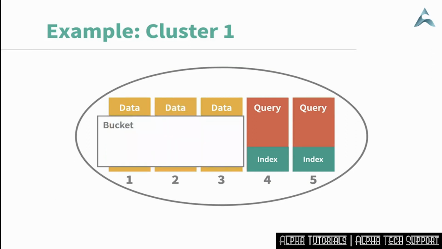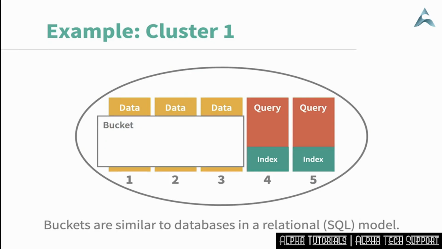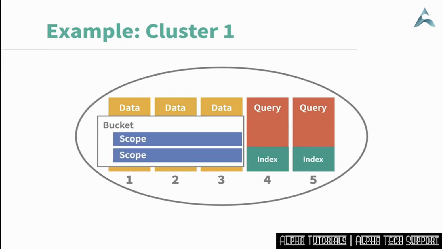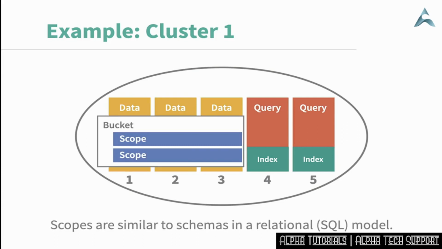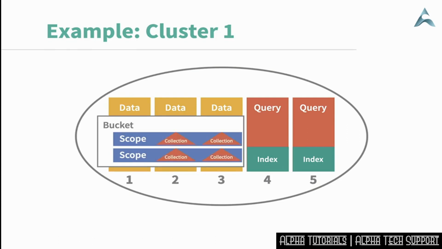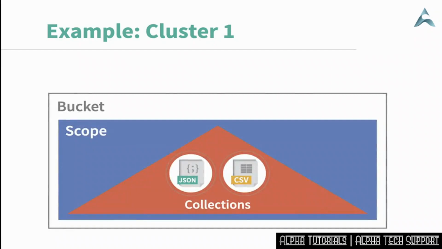Now we'll look at the way data is partitioned for servers housing the data service in Couchbase. A bucket provides the first level of partitioning and can be compared to a database in a relational or SQL model. A scope lives within a Couchbase bucket, which lives on the data service nodes in the cluster. A scope is similar to schemas in a relational database. Then a collection lives within a Couchbase scope. Collections are similar to tables in a relational database. So this leads to an obvious question. Where do my documents go?